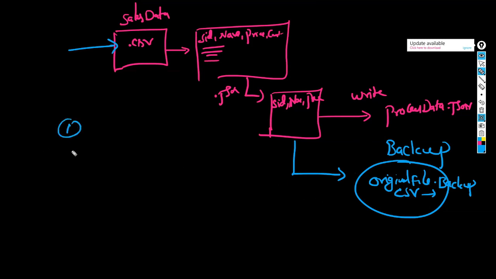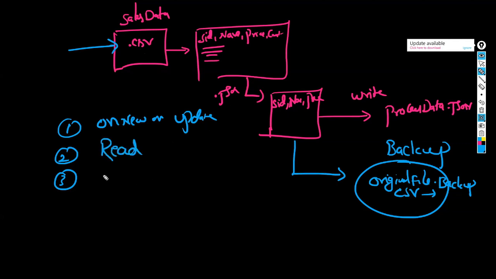Now tell me what are the components, what are the steps to fulfill this requirement? What is your source? The file on new or update. On new or update, we need to take it. The next component is the logger. Once you get the data from the CSV file, first we need to perform the read operation. Once the read operation is done, then we need to use the transformation to convert to JSON.